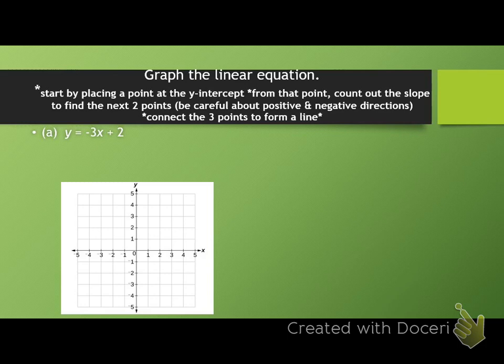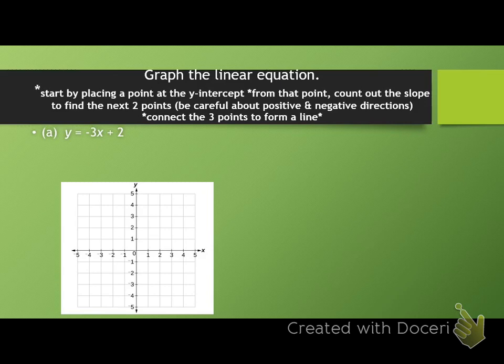Step number 2. From that point, we count out the what? The slope to find the next, and I want you to insert the number 2. All right? We're going to find 2 more points. But from the point, we're going to count out the slope to find the next 2 points. But it says, be careful about, and then there's this awesome little arrow. Here's what we have to be careful about. Positive and negative directions. If my slope has a positive rise, I'm going to move up. But if my slope has a negative rise, I got to move down. Okay, so we've just got to pay attention to the positive and the negative directions. And we'll get to all that in just a few minutes.